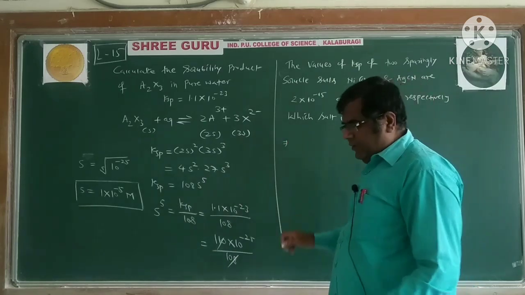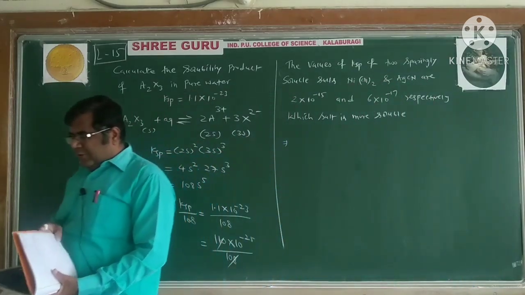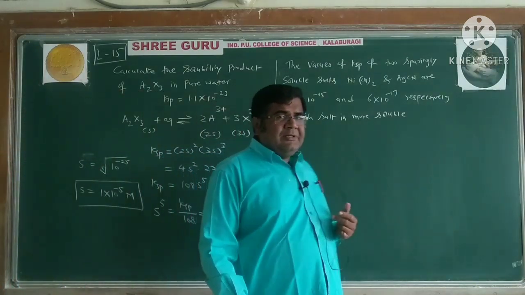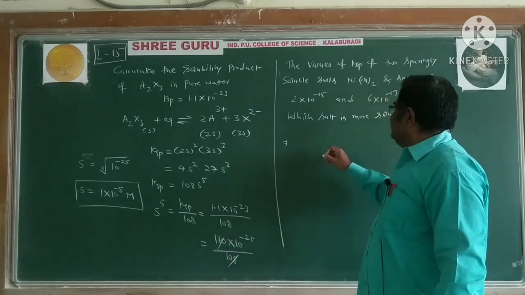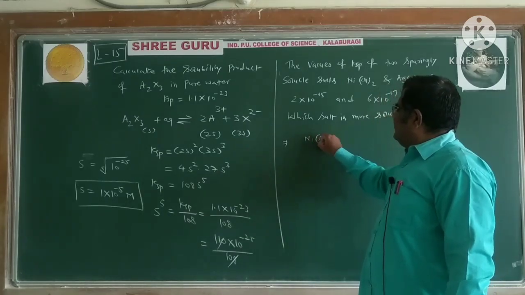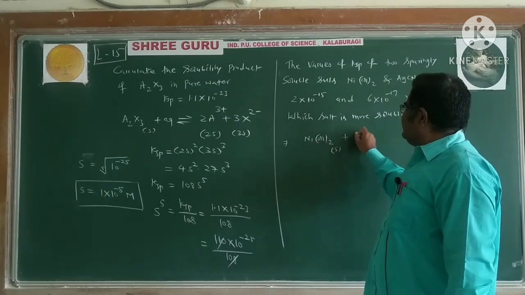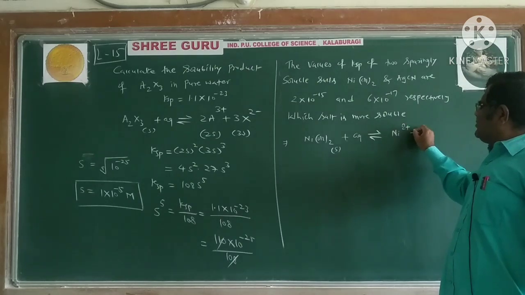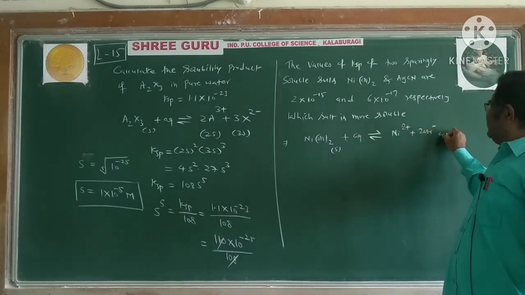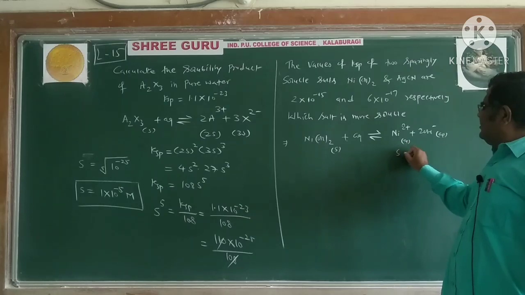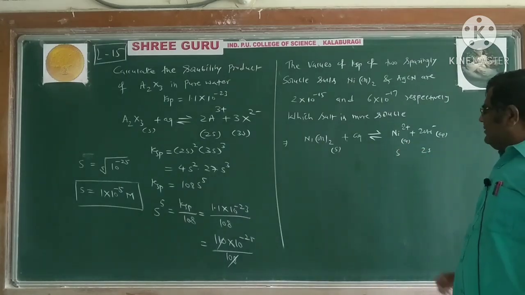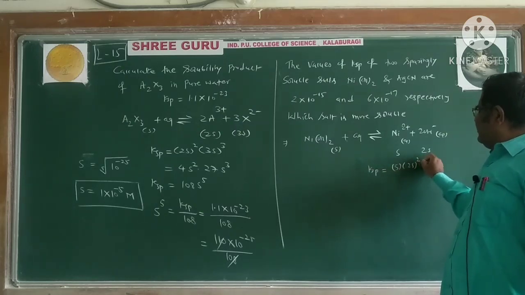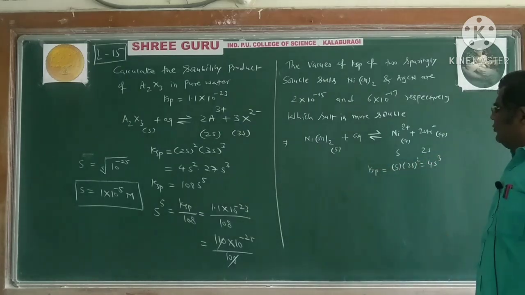So we have to calculate the solubility from solubility product, and then we have to decide which salt is more soluble. First we will consider this nickel hydroxide. Ni 2 plus, 2OH minus, S and 2S. So KSP is equal to S into 2S square, 4S cube.